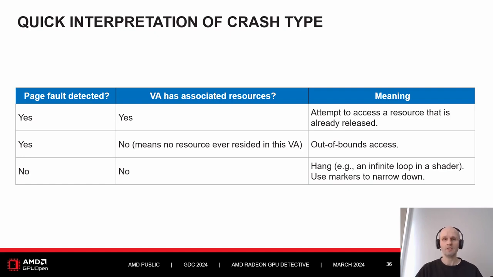If page fault was detected and there are some resources printed associated with the offending virtual address, it likely means the crash was about trying to access one of those resources after it has been evicted or destroyed. If there is a page fault detected, but there are no resources under the offending virtual address, it can mean an out-of-bound access to memory. Finally, if there is no page fault detected, it likely means it was a hang, for example, an infinite loop in a shader or just some GPU workload taking too long time. Use execution marker tree to narrow down which render passes and draw calls were in progress during the crash.